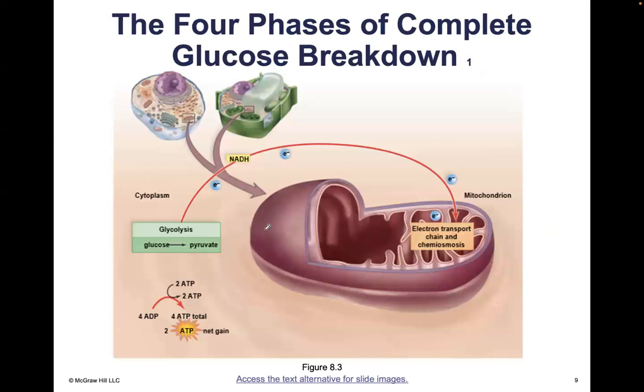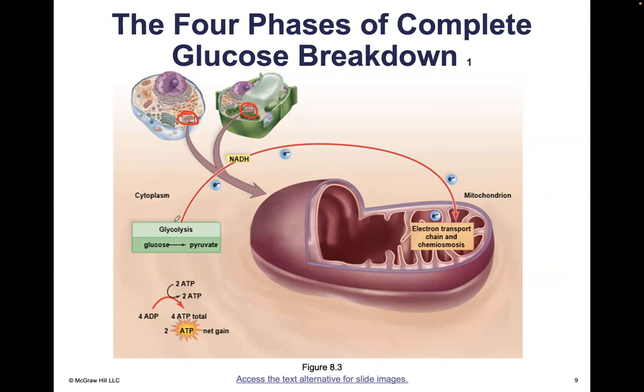Now we want to talk about the 4 phases of glucose breakdown. We want to use this picture here. Now, the first process, mind you, this is a plant cell, this is an animal cell, and this is a plant cell. They show you these procedures in the mitochondria. So this is what happens in the process of glucose breakdown.